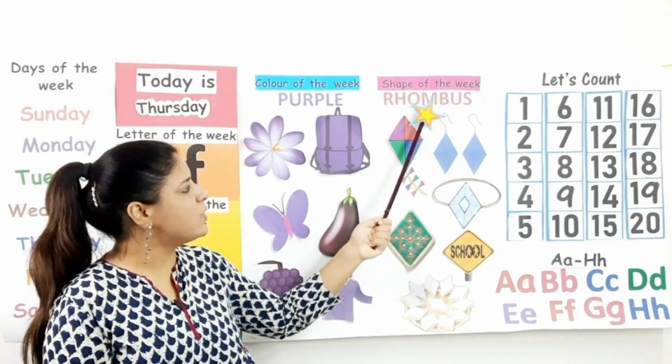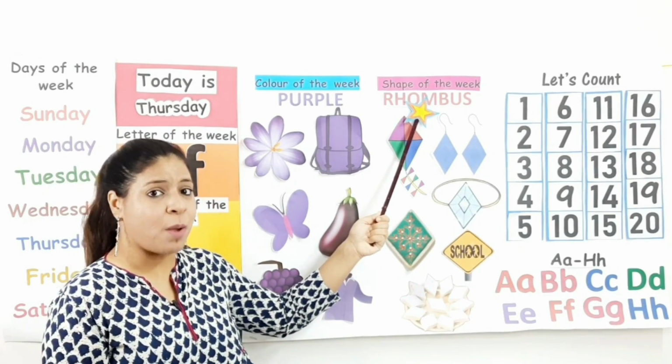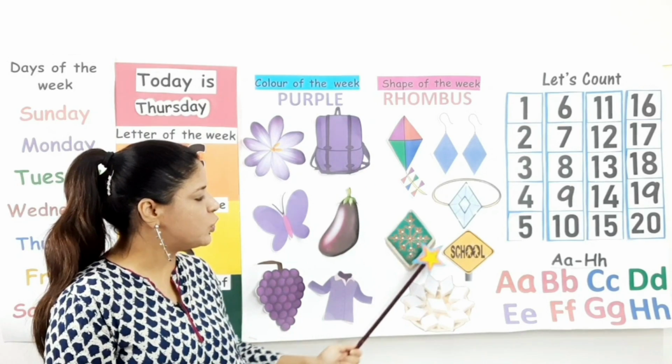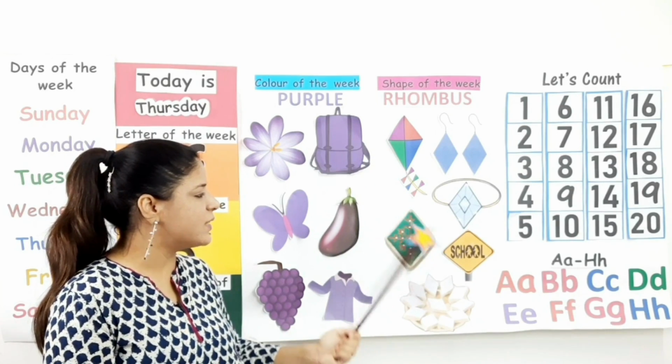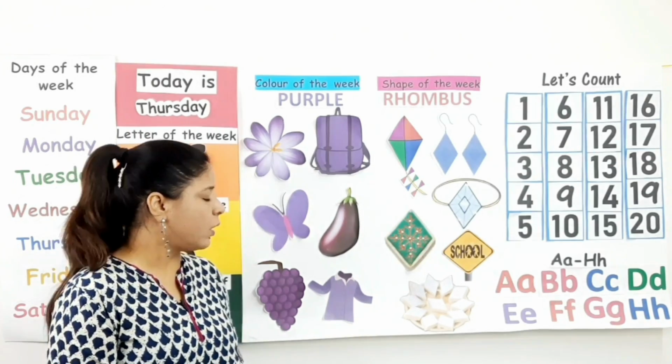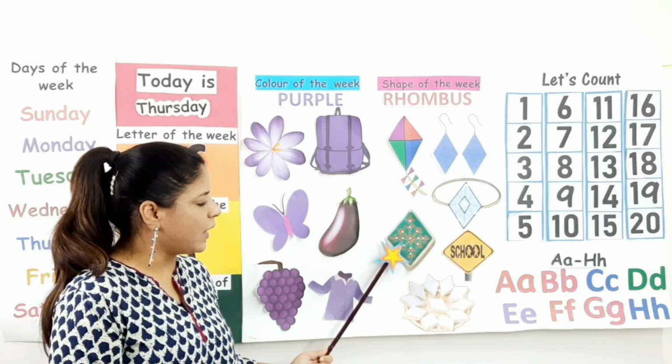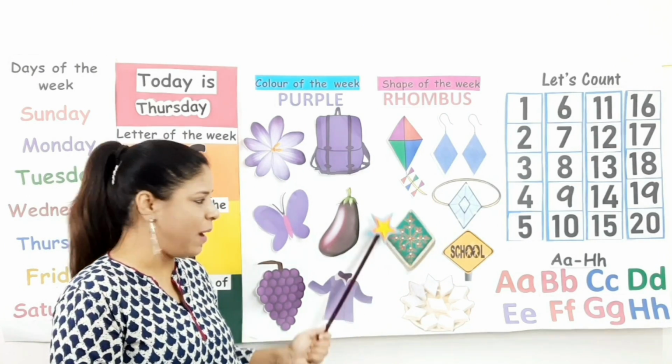Now let's see the shape of the week. Shape of the week is rhombus. Rhombus is a four-sided shape. It has 4 sides and 4 corners. All the sides of a rhombus are equal and opposite sides are parallel.